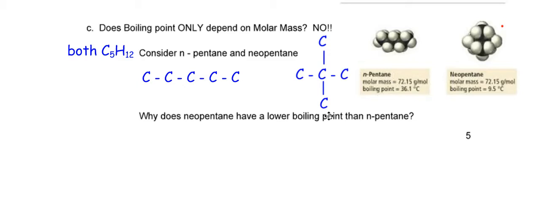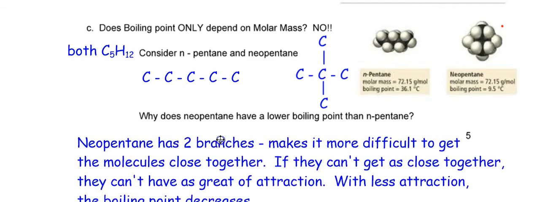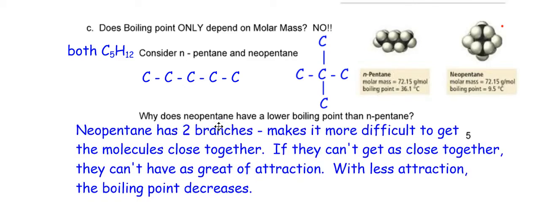And if you have less attraction, they can't get close enough to have those intermolecular attractions, and so it's easier to separate. Okay, so I wrote this out in some words here. I said neopentane has 2 branches, makes it more difficult to get the molecules close together. If they can't get as close together, then they can't have as great of attraction. With less attraction, the boiling point decreases, meaning it's easier to separate them into a gas.